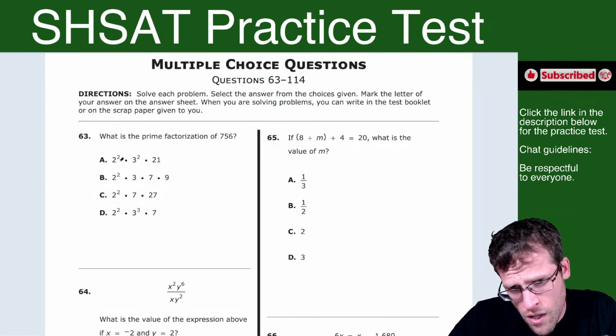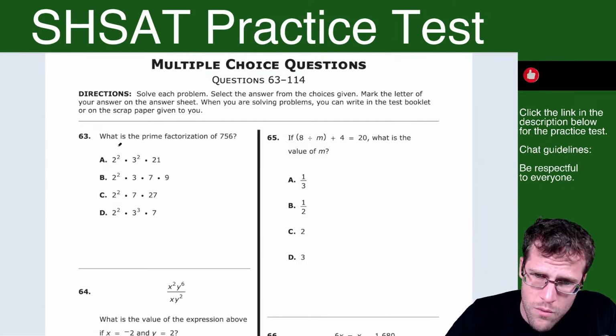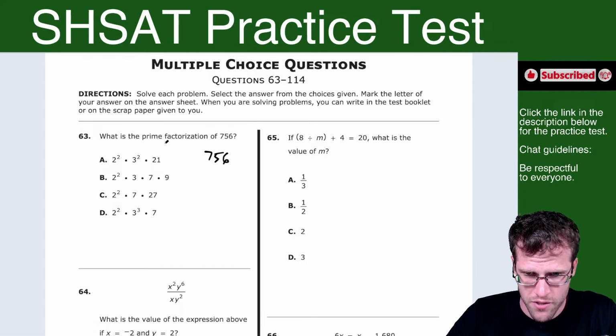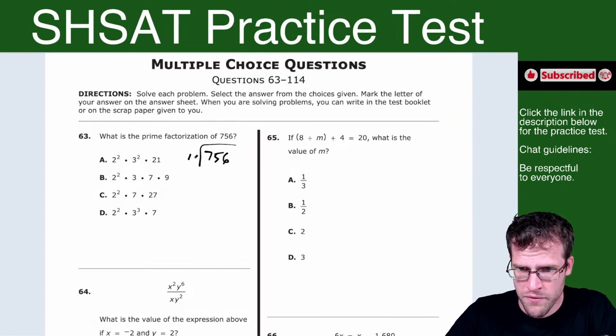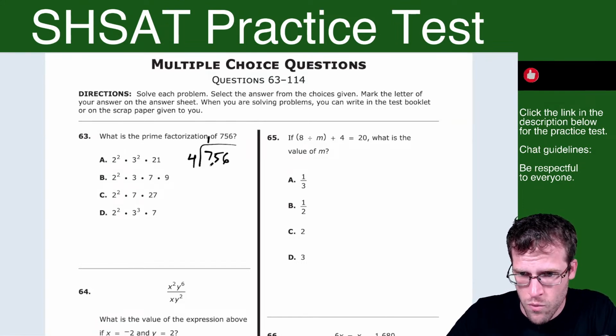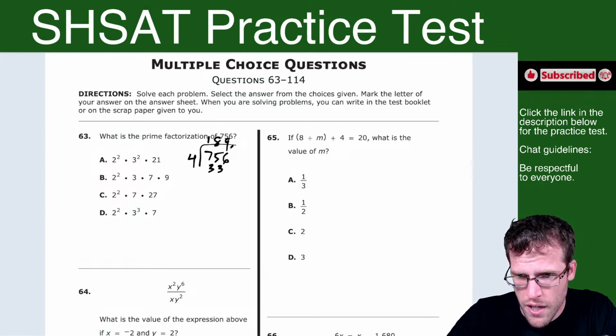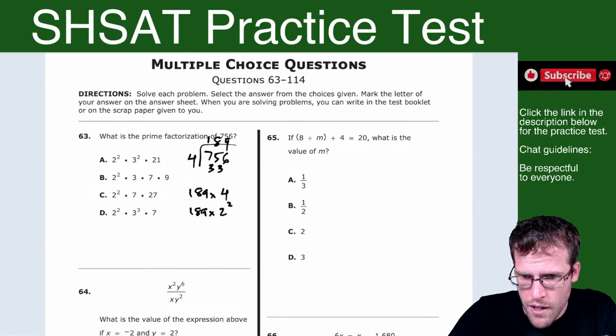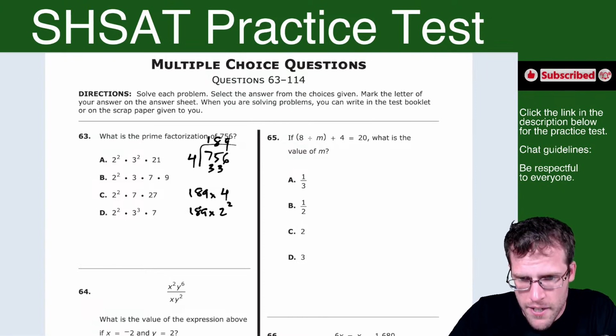All right, so we have at least, well, it's divisible by 4. I know that because every answer choice has 2 squared. So I would divide this by 4, and we got 1, remainder 3, 8, remainder 3, and then 9. So this is 189 times 4, which is the same thing as 189 times 2 squared. And then 189 is divisible by 9. So I know it's going to have a 3 squared.